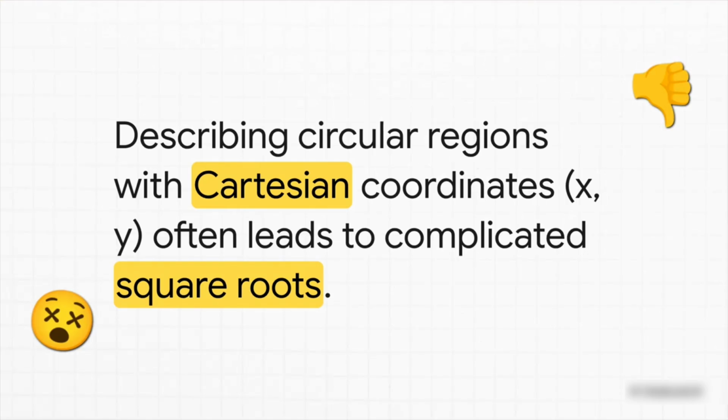You know, if you try to describe a circle using our good old up and down, left and right, x and y coordinates, it gets ugly fast. You get these nasty square roots. It just feels wrong because it is wrong. It's the definition of trying to jam a round peg into a square hole.